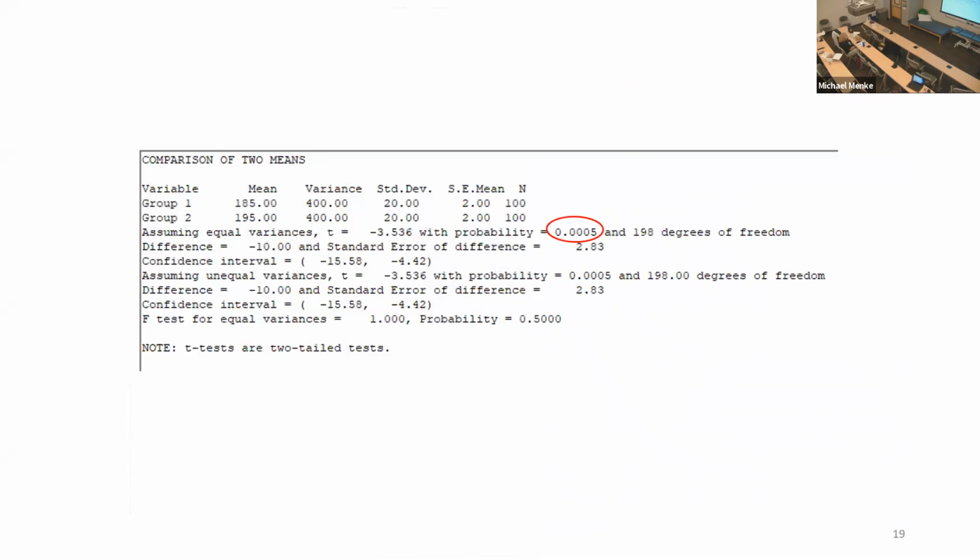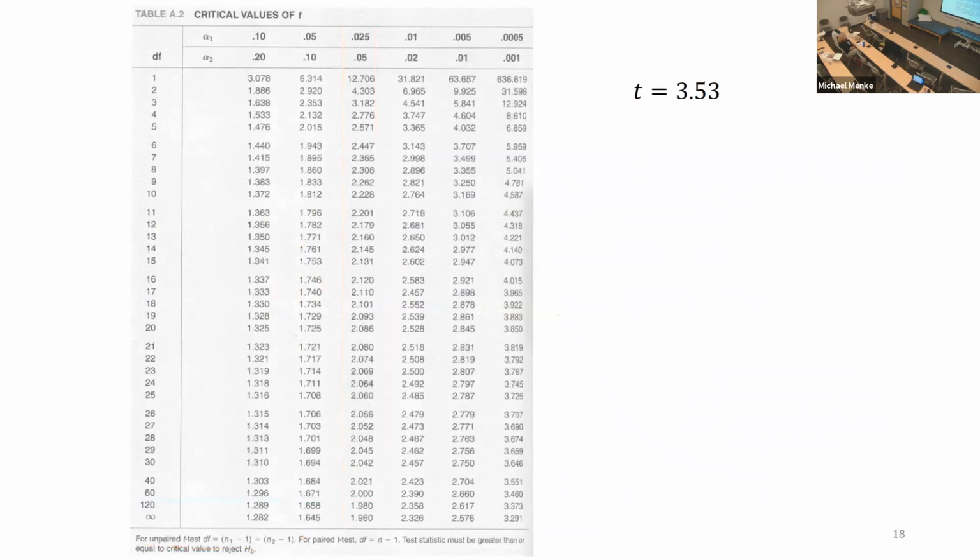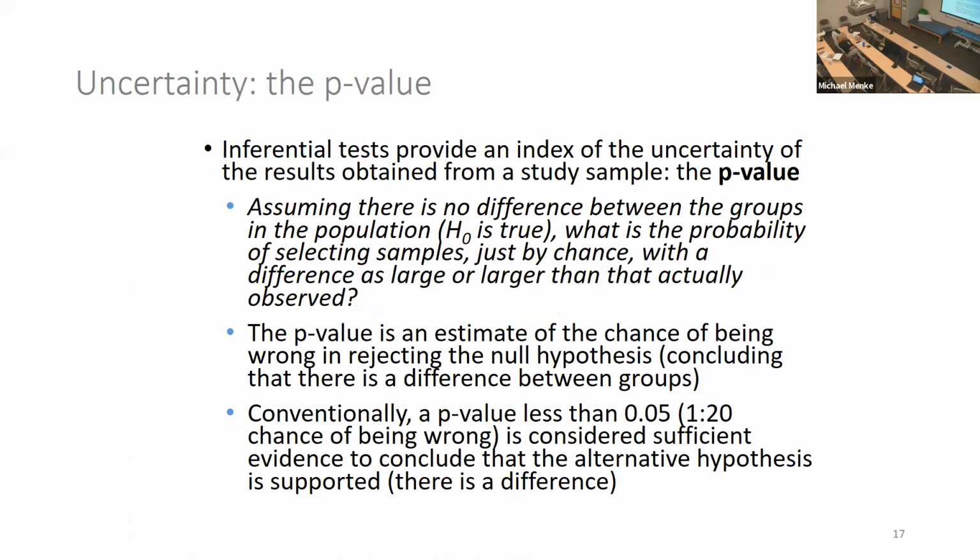So I find when I put these data into a program, run an independent sample t-test of 2 means, I have a p-value of 0.0005. So 5 in 10,000 chances of being wrong in rejecting my null hypothesis. So what that means here, a p-value of 0.0005, that's an index of the certainty with which I can reject the null hypothesis. And it means very specifically this.